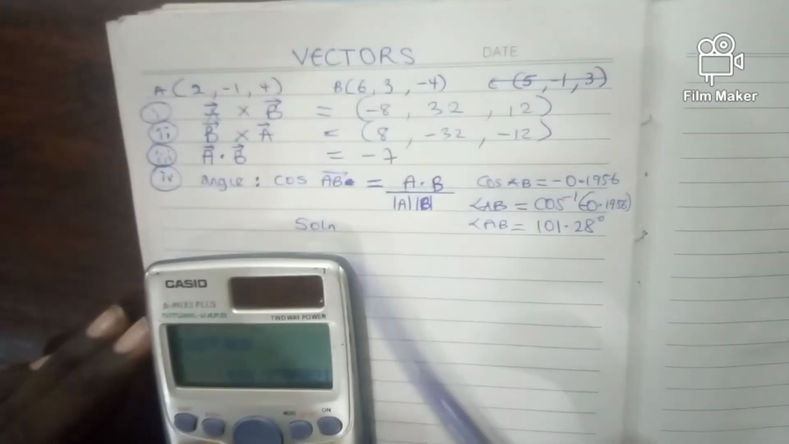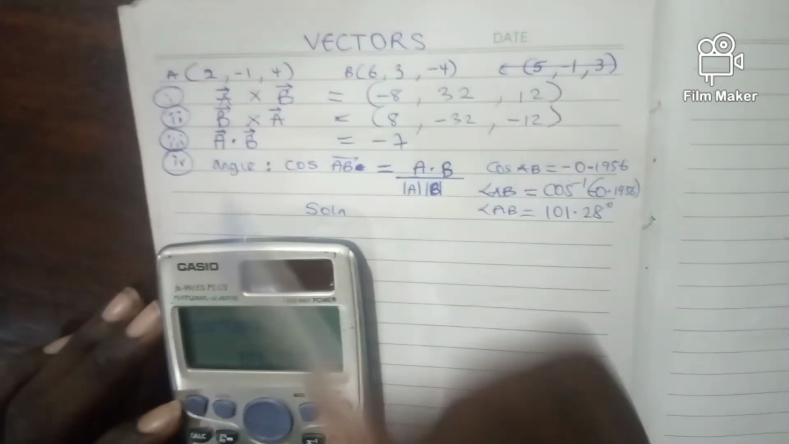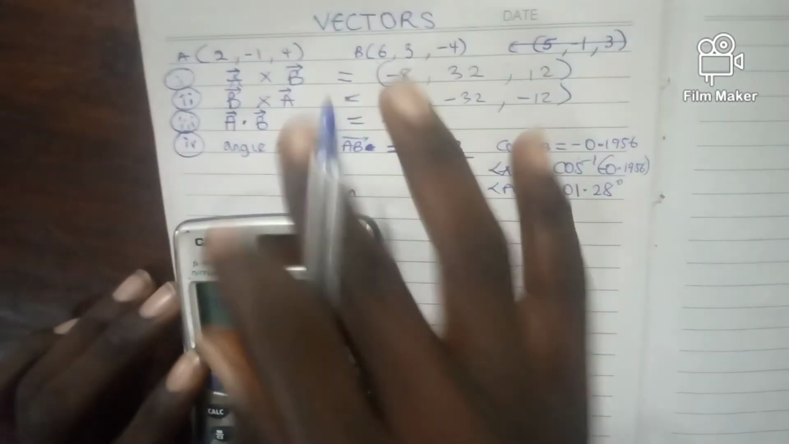So using our calculators, we've been able to find the cross product of vector A and vector B, the cross product of vector B and vector A, the dot product of vector A and vector B, and also the angle between these two vectors.